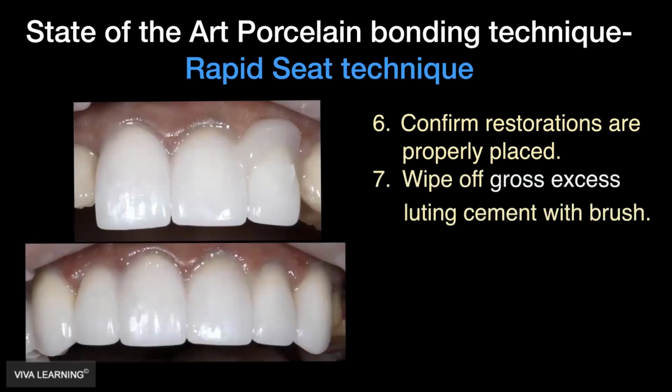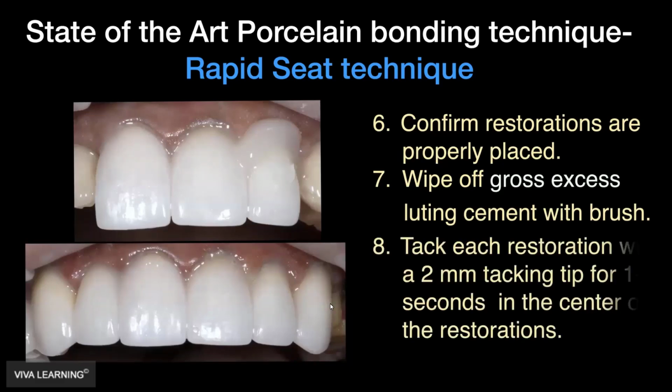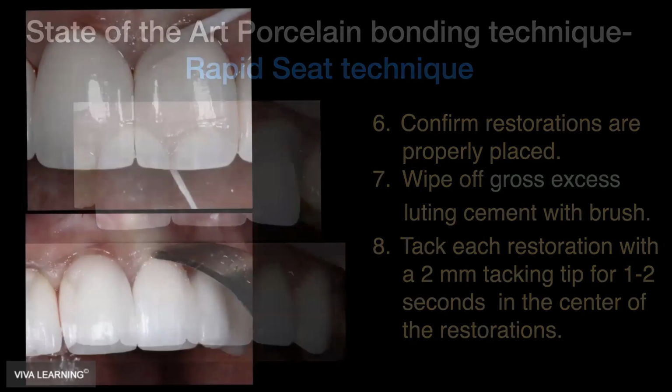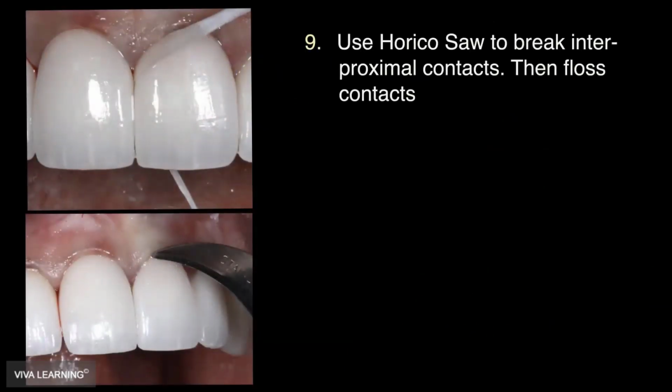I leave a little bit of a film on the surface here by the margin. I don't want to pull this off of here because if I pull this off, I may leave a void. So I'm going to leave a thin film there. I'm going to tack cure for 1 to 2 seconds, and then I'm going to start to break contact. I break contact with floss or a Horico saw.